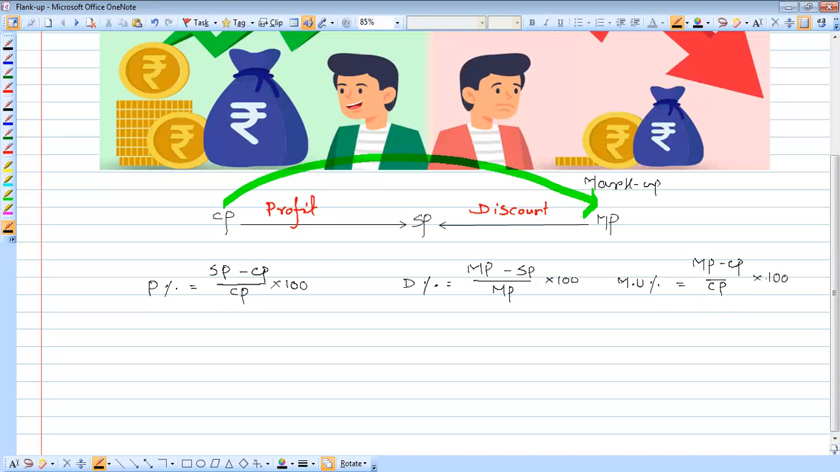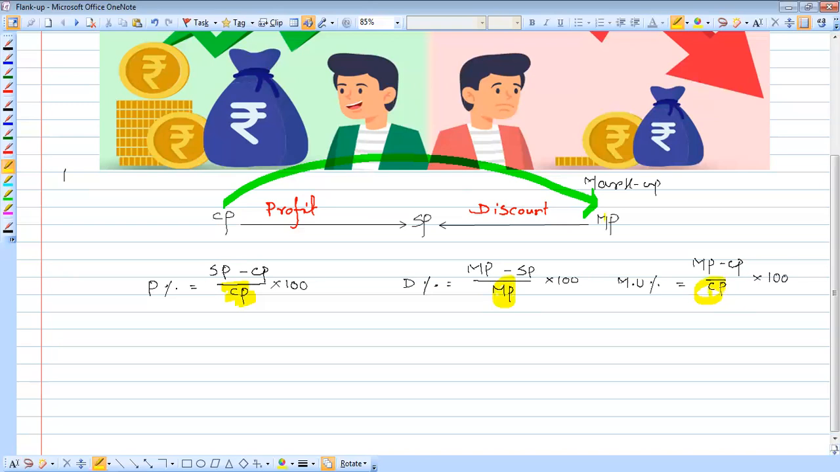So the main point is about the base. What is the base? It is the value from where you are increasing the price or decreasing the price. For profit, I'm increasing the price from the cost price, so the base is the cost price. For discount, I'm decreasing the price from the market price, so the base is the market price, and here the same for markup, the cost price.